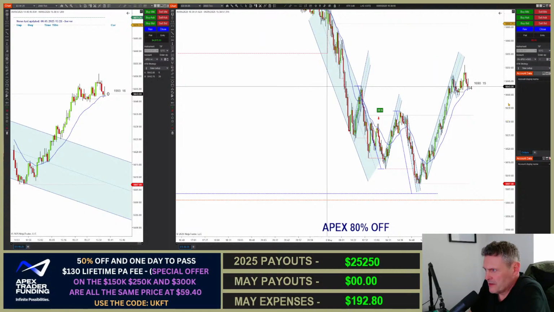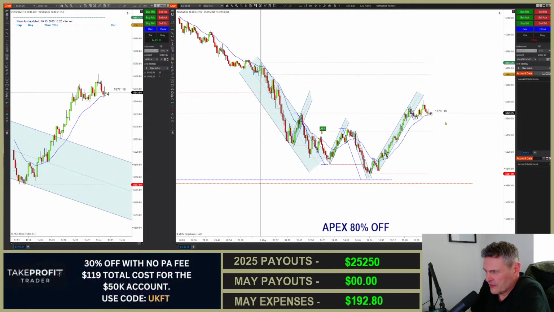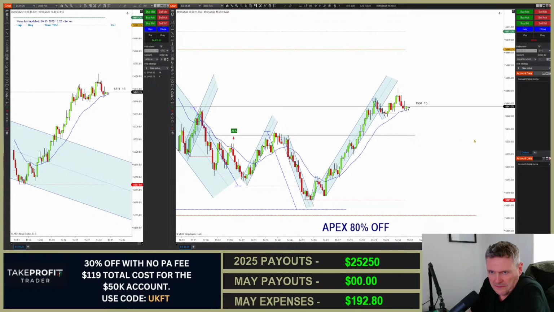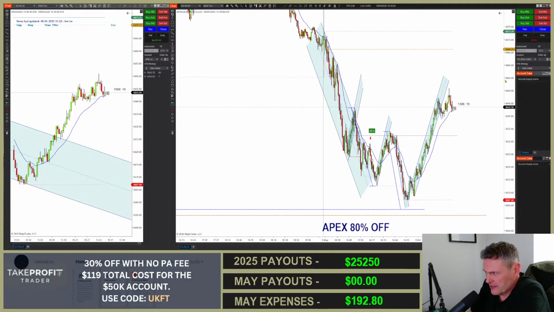$61 for that move down, is it really? Second entry long. There is a lower high there, isn't there? But it's above the EMA. Is this going to come back down? It could do.